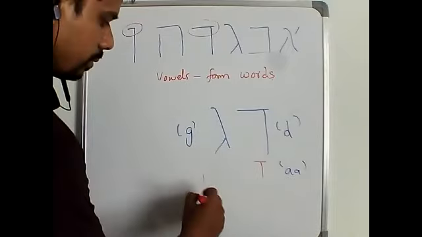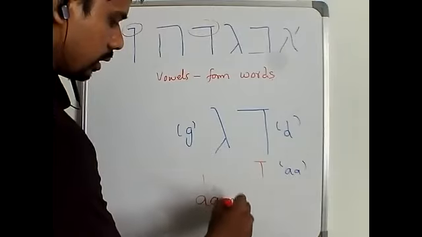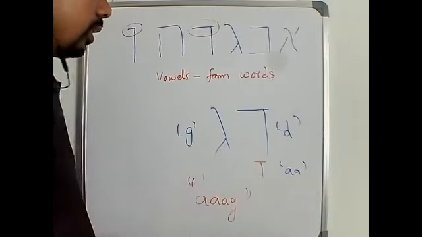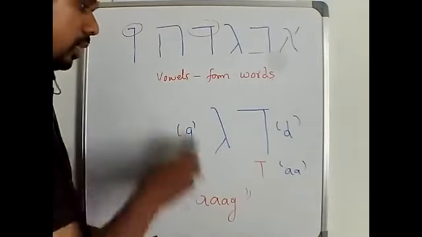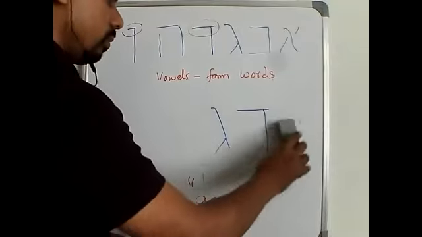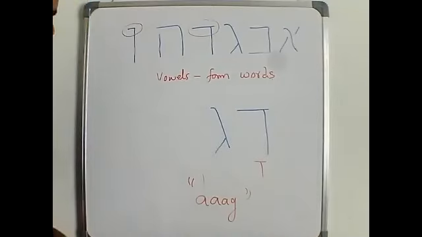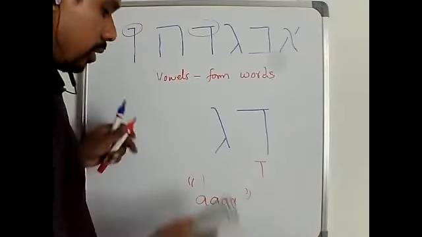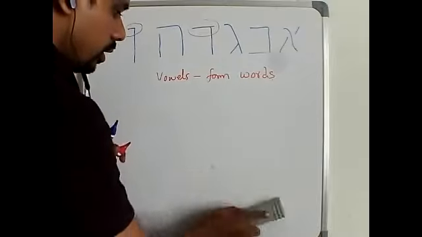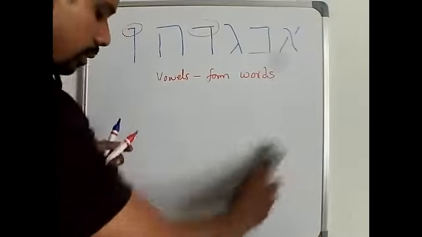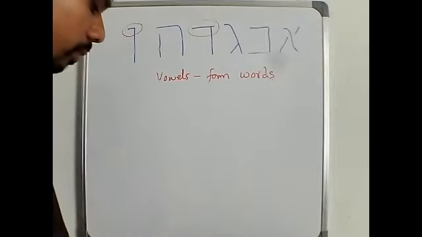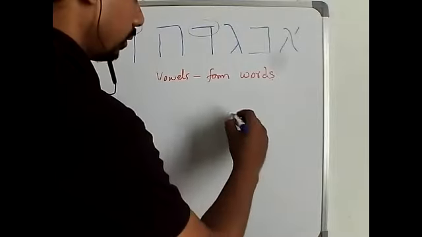Okay, dog. This is the sound of this word. Dog. Okay, dog. And let me give you two more examples and we will finish this class. I hope you are all able to follow.